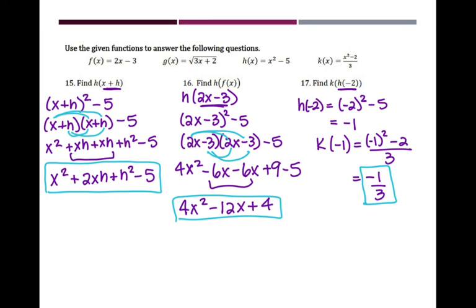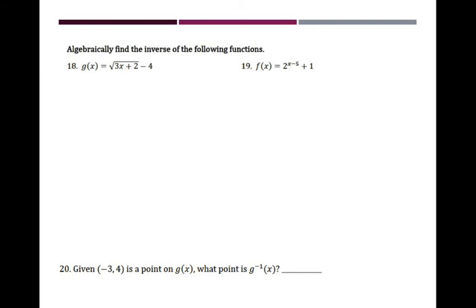All right, next up, finding inverses. Okay, so to find the inverse of a function, your first step is to change your function notation into an equation. So I'm going to change my g of x to a y. So I'm going to write this as y equals square root of 3x plus 2 minus 4. Now, anytime you're talking about the inverse, you're always going to switch your x and y's. So now I'm going to rewrite this. I'll go ahead and change colors. I'm going to rewrite this as x equals square root of 3y plus 2 minus 4.